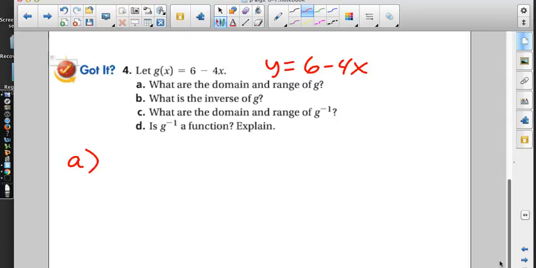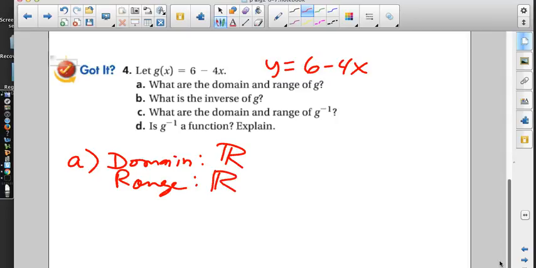So A says, what are the domain and range of g? Can you see anything up there that would restrict the domain for us on this function? No. No, we don't have any even roots, and we don't have any divisions. So the domain is going to be all real numbers. And if the domain is all real numbers, well, that's a line. That's going to pop out all real numbers for an output. And it's a line because it's x to the first.